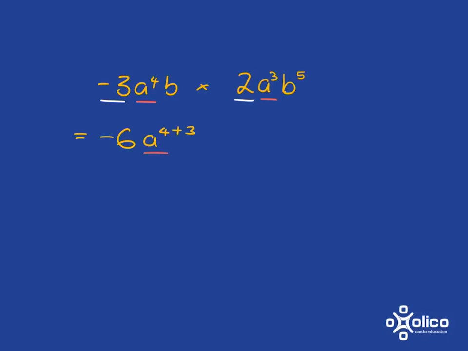And then we move on after that to our b's. And in this case we've got a b sitting over here which has got no exponent, but we know that that just means it's b to the power of 1. So we can apply the exponent rule here and we'll get b to the 1 plus 5. And now we can just finish up here saying it's negative 6, a to the 7, b to the 6.